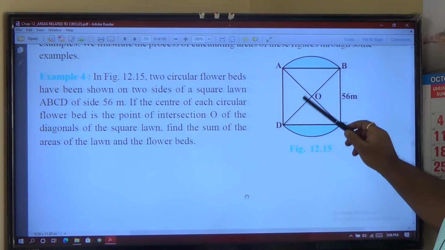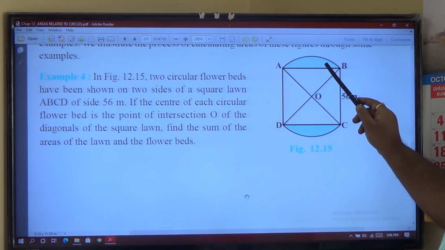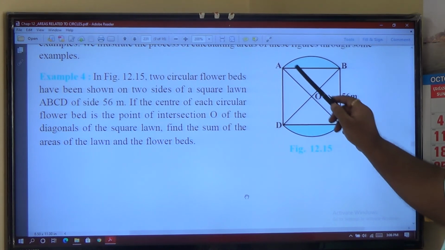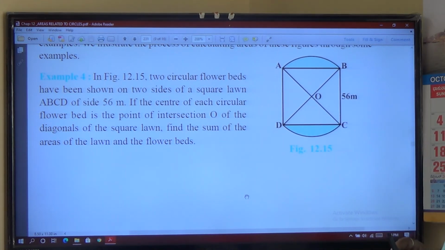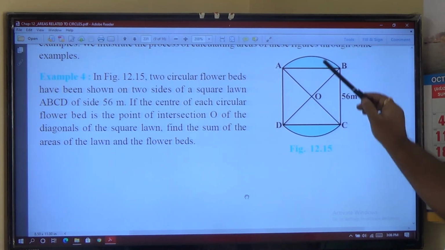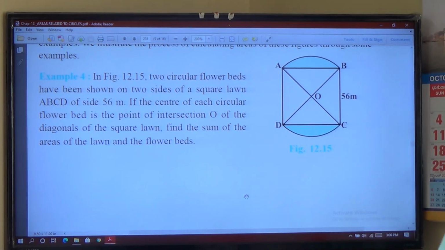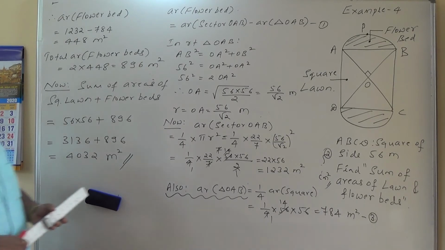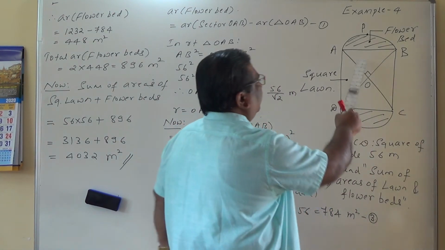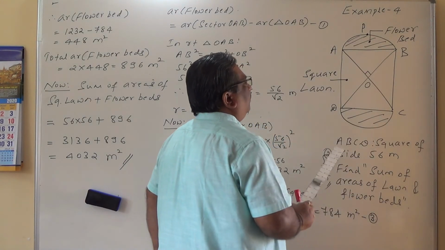We have to add these two areas, that is the sum of the area of this flower bed plus the area of this flower bed plus the area of the square lawn is what we have to find out. The sum of area of the square lawn and two flower beds is to be added. Let us solve this on the board. Here this is the diagram, and ABCD is a square here, and these two are the flower beds.